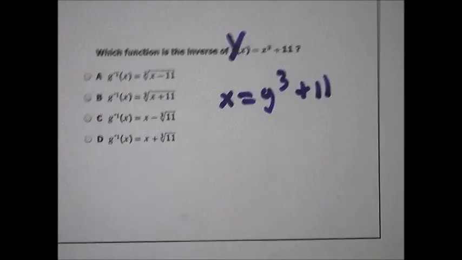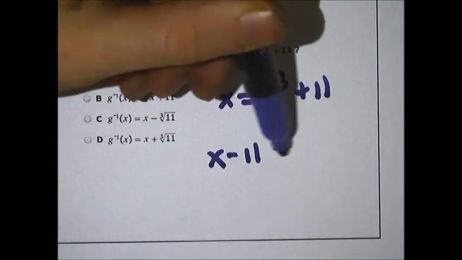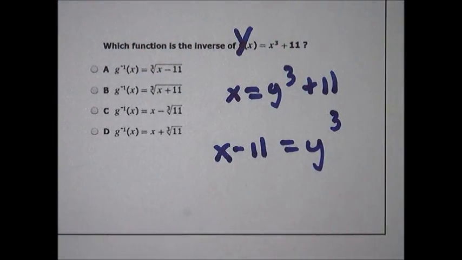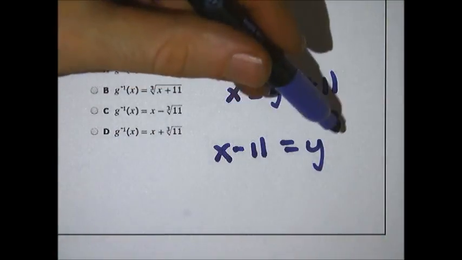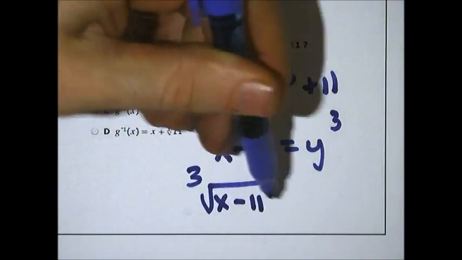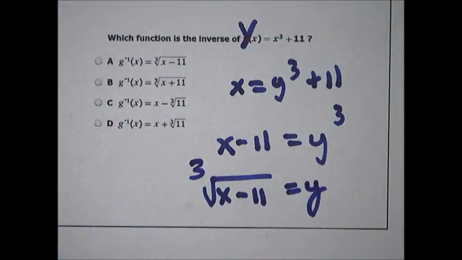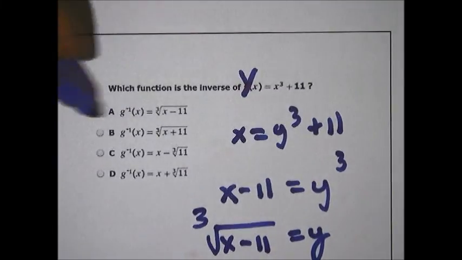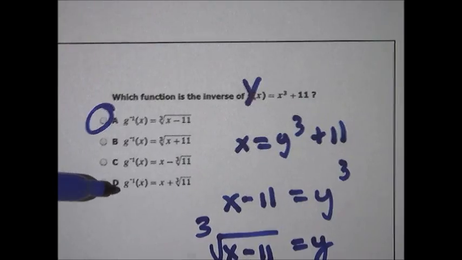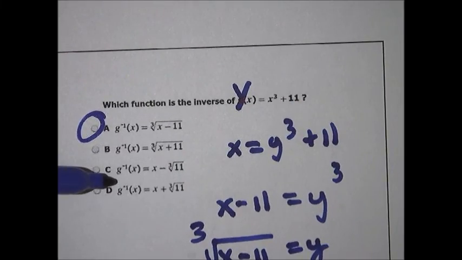I get rid of the 11, so I have x minus 11 is y to the third. And I don't want y to the third, I want y. So I'm going to take the cube root of each. If I take the cube root of the right, it goes away. On the left, I would now have the cube root of x minus 11 is equal to y. Choice A. Looking at their choices, see how they all say g negative 1 of x? Anything with a negative 1 up there means to find the inverse. Whether it's f negative 1, g negative 1, the negative 1 means the inverse.